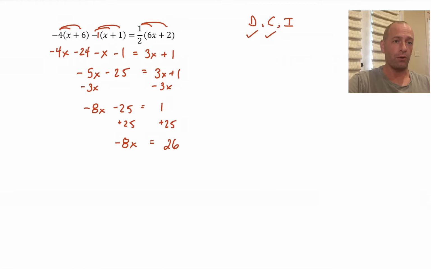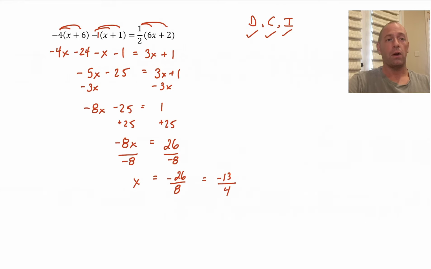The inverse operation of multiplication is division. So I'm going to divide both sides now by negative 8. And that leaves me with x is equal to negative 26/8. That is a fraction that can be simplified. Dividing the numerator and denominator by 2, I'll get negative 13/4. Or 4 goes into 13 3 times with 1/4. So final answer, negative 3 1/4.